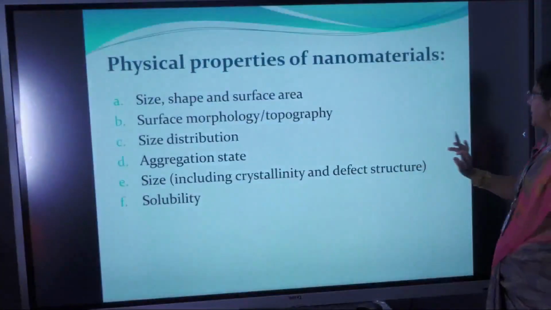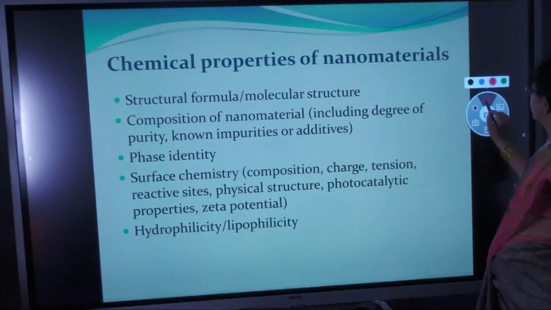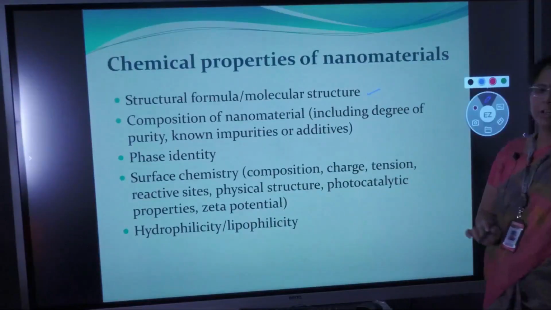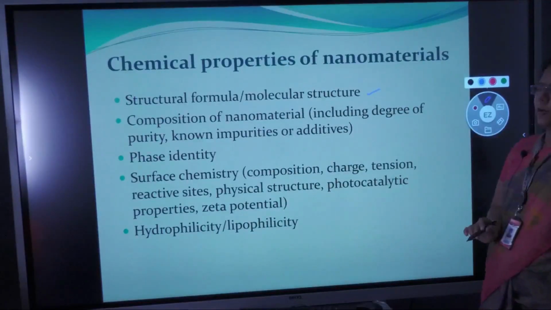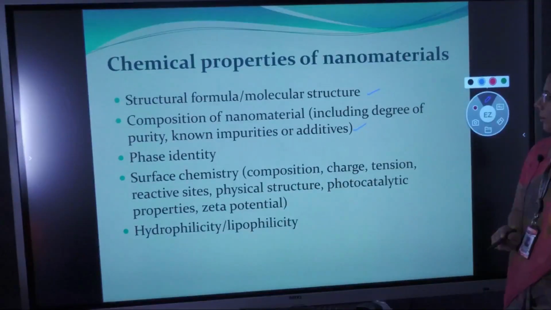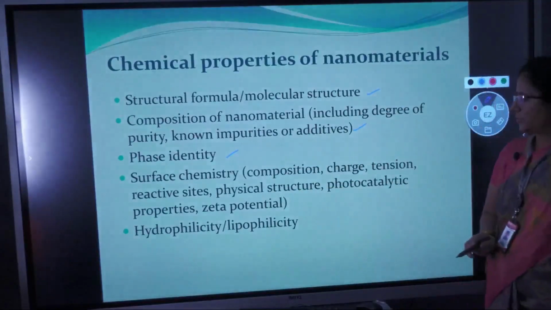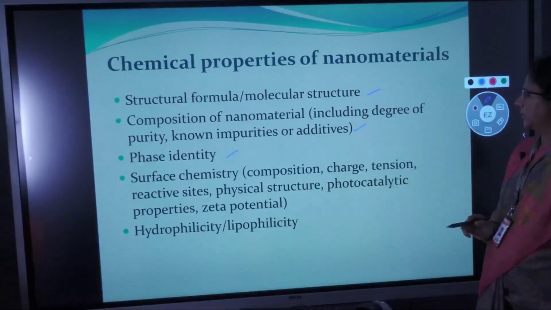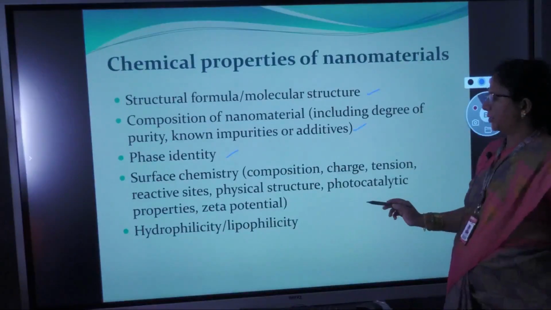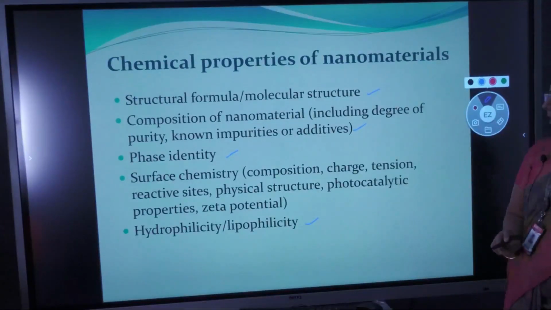Next, coming to the chemical properties. The main chemical properties are the structural formula or molecular structure of the nanoparticle, and the composition of the nanoparticle, which includes its purity, additives or impurities. Then phase identity, surface chemistry, that means its composition, charge, tension, reactive sites, physical structure, photocatalytic properties, zeta potential, hydrophilicity and lipophilicity. So these are the main chemical properties of the nanoparticles.